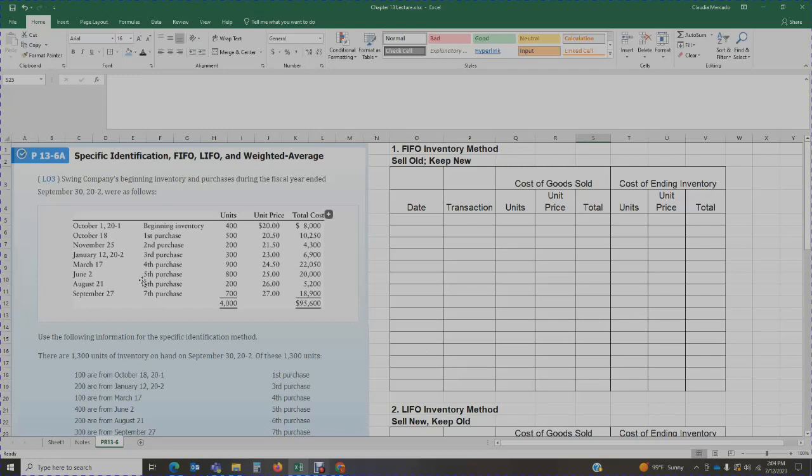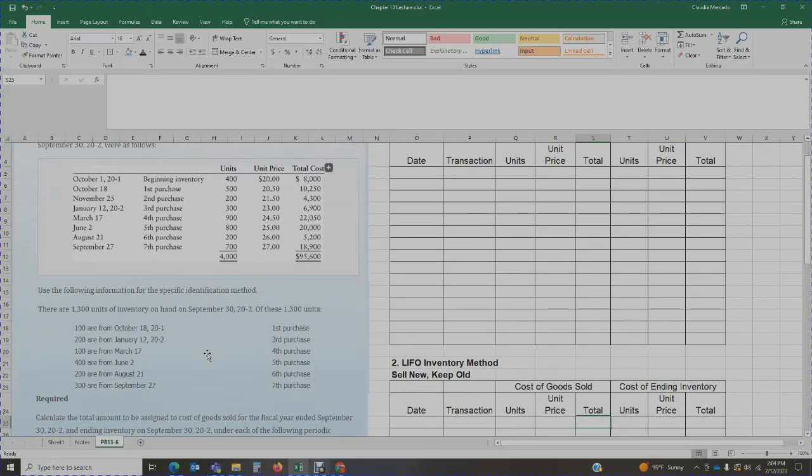So we have the company's beginning inventory and purchases during the fiscal year ended as follows. And then we have a table running from October through September. Okay, we've got our beginning inventory and then our purchases, and then this is the total. We purchased, or we had in hand 4,000 units and we spent $95,600. Okay, we have to use the following information for the specific identification method. So when we're calculating using the specific identification method, we're going to use this data.